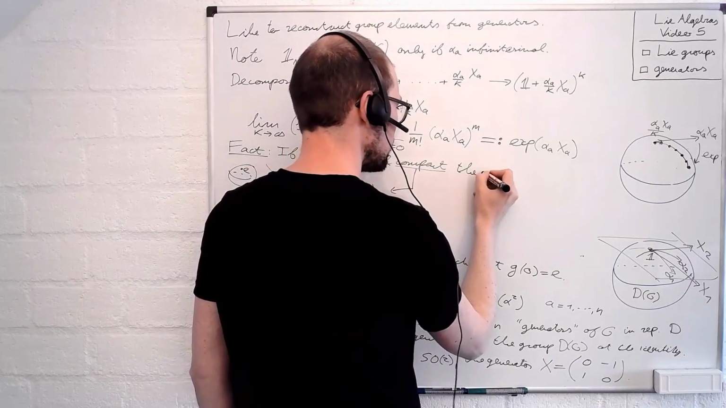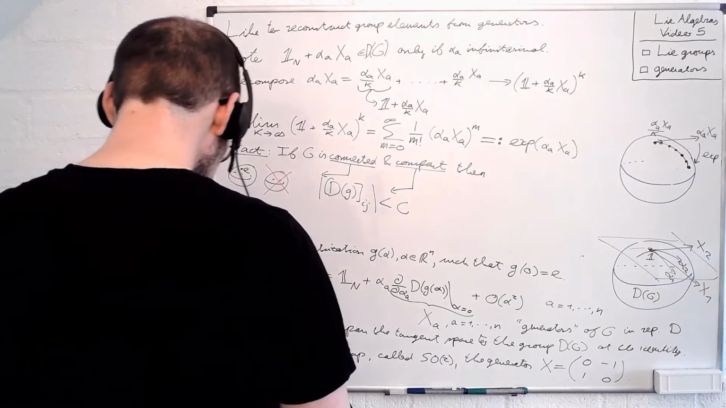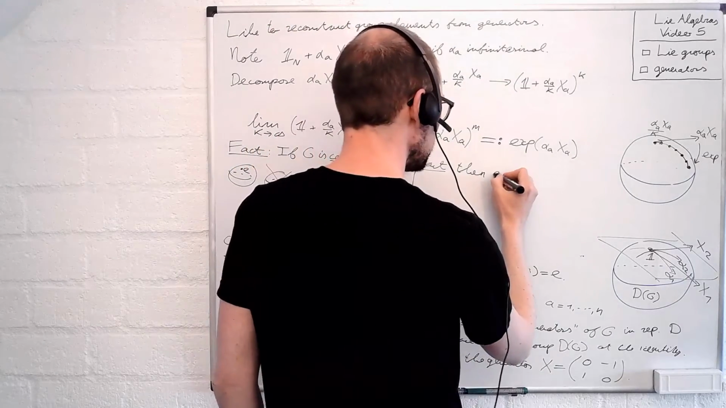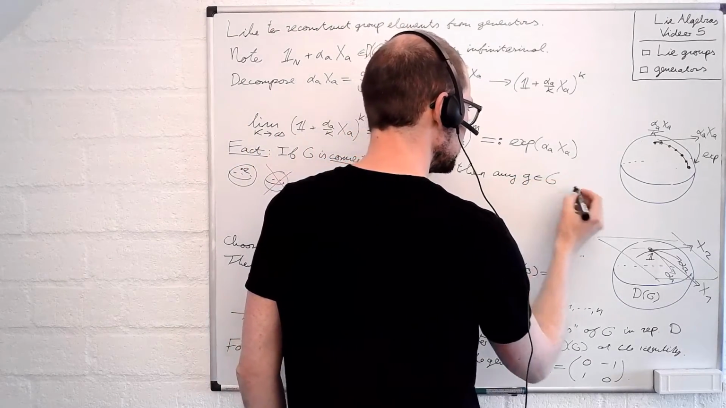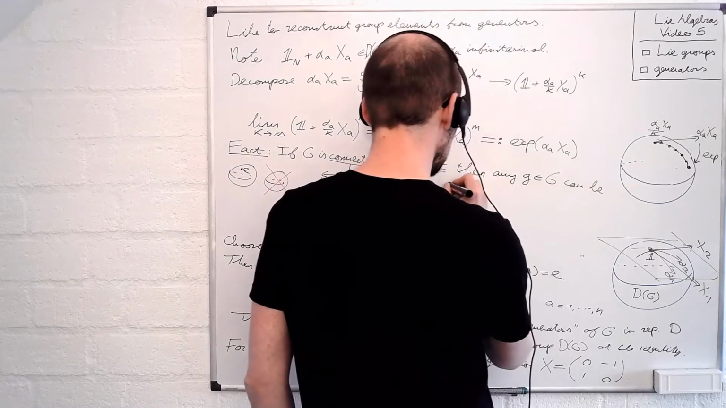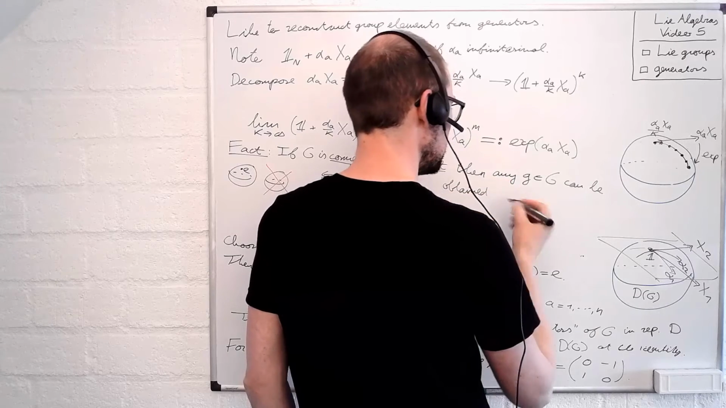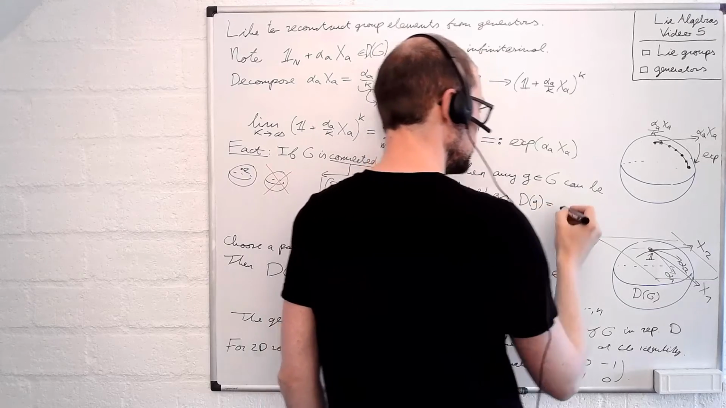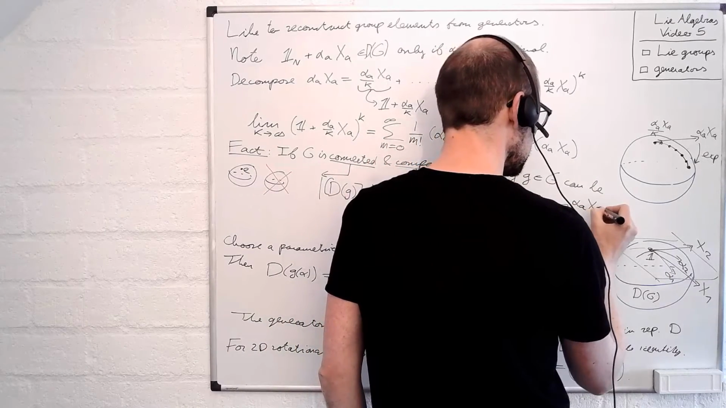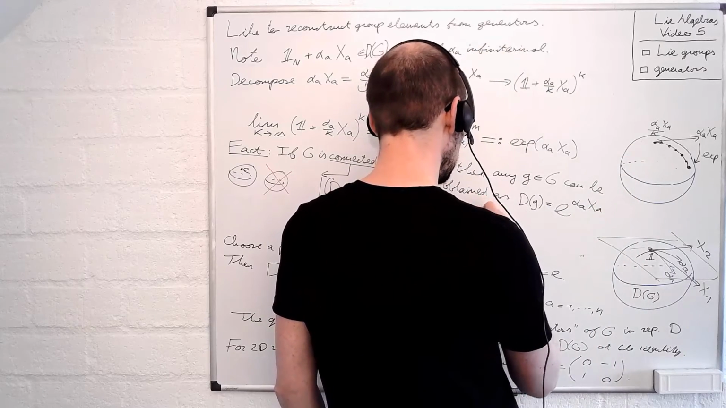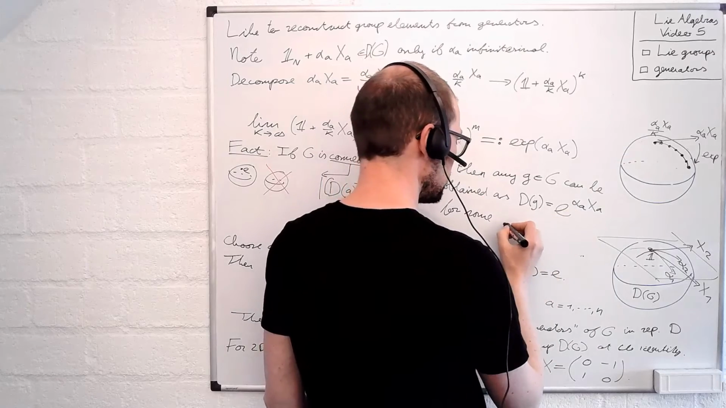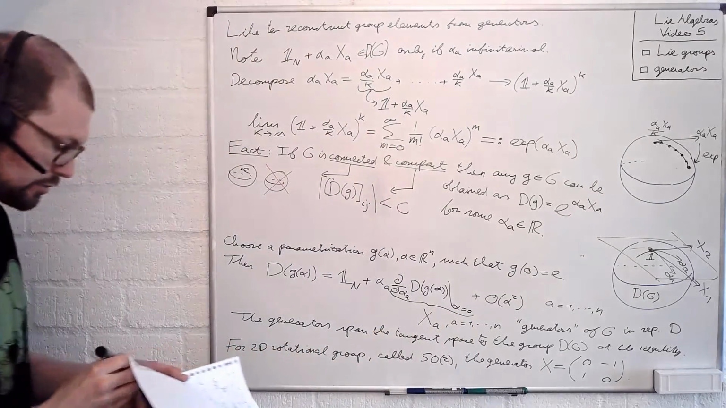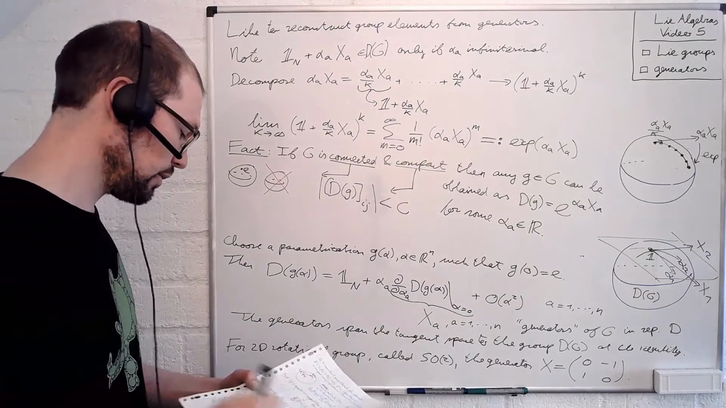Then any group element can be written as the exponential of some generator. So then any group element g in G can be obtained as g is the exponential of some generator, for some real parameters alpha. Okay?